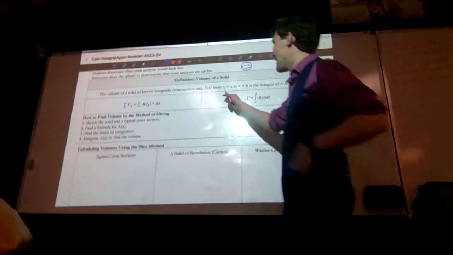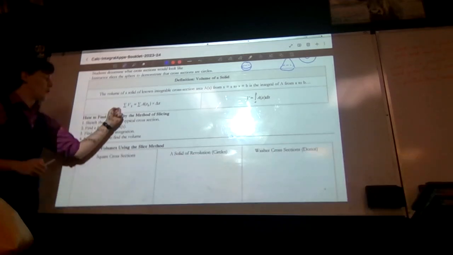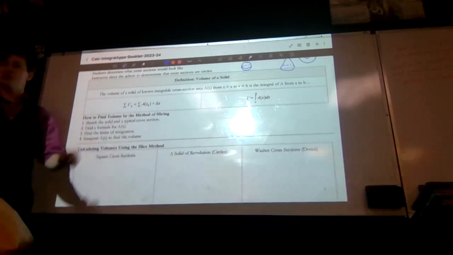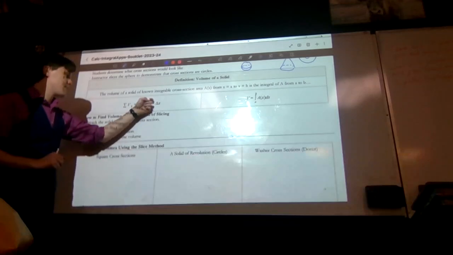The volume of a solid with a known integrable cross-section A of x, from x equals a to x equals b, is the integral of A from a to b. To find the volume, I'm summing up all these little areas over and over again, times my delta x, which is the length of each of them, how wide they are.